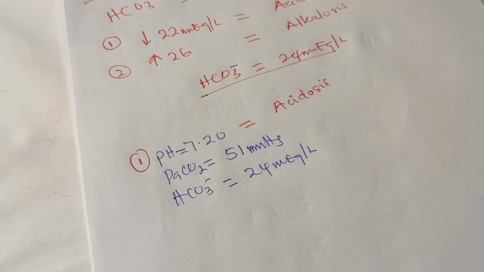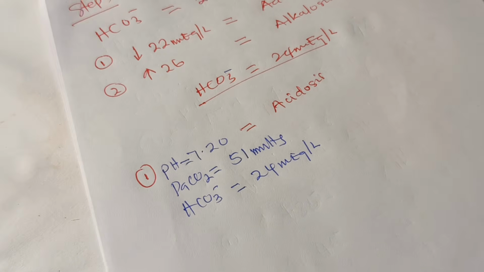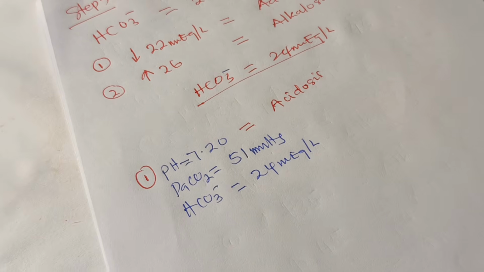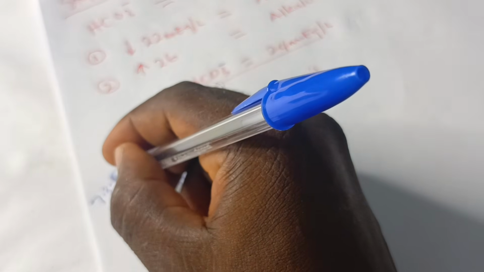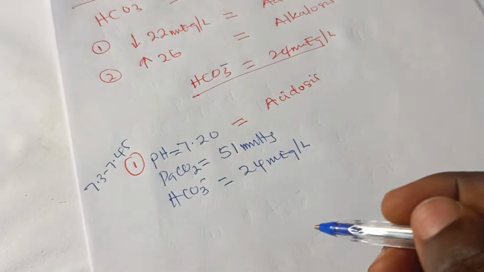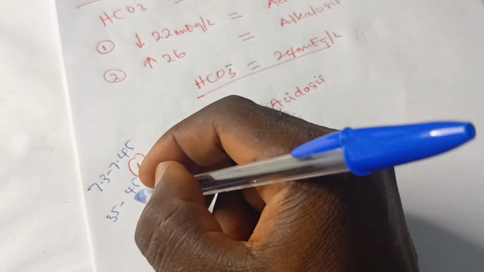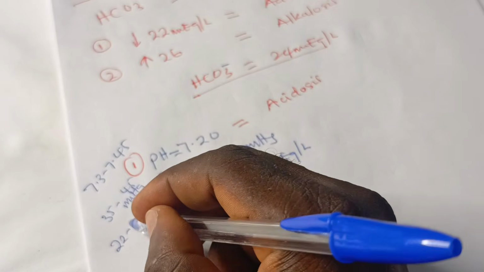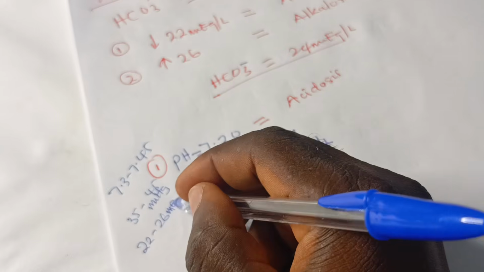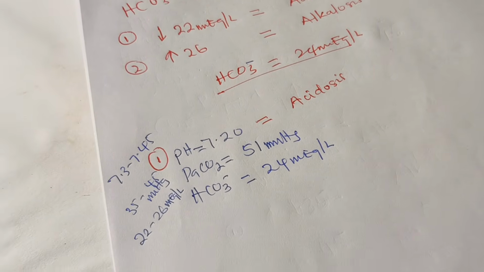Let's go to the partial pressure of carbon dioxide. It is what? 51. So let me put the values here. This one is 7.35 to 7.45, the normal value. This one is 35 to 45 millimeter of mercury. Then this one is 22 to 26 milliequivalent per liter. Those are their normal values.